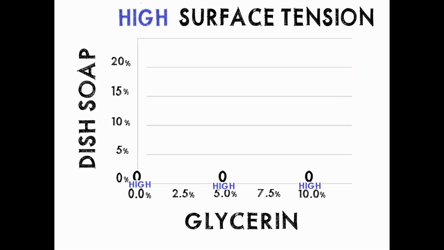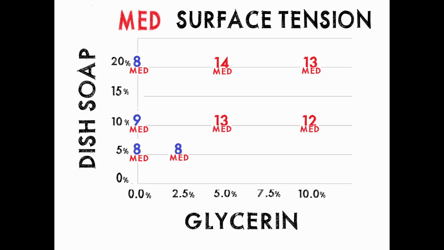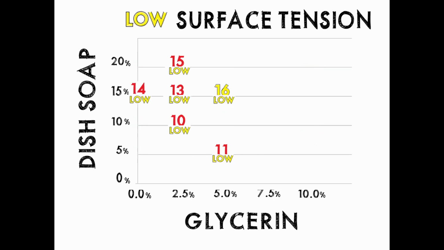The high surface tension samples made no bubbles. The samples with medium surface tension made a range of bubbles. And those with low tended to be the higher bubble makers.